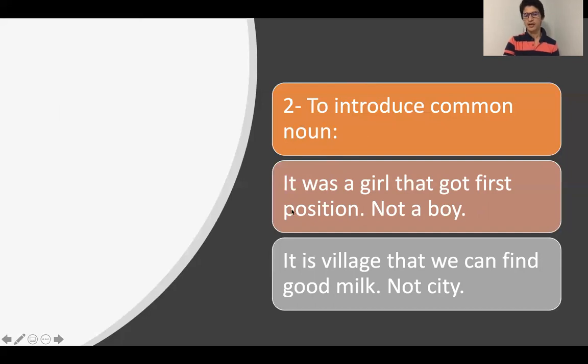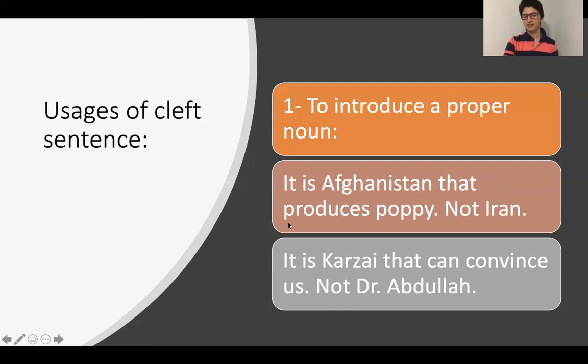It was a girl that got first position. Okay, that came in another slide. Let's go back. It is Afghanistan that produces poppy, not Iran. So here, it is Afghanistan is the first part. It is the introductory clause. That produces poppy, it is what? Adjective clause. So the second part of the sentence, that produces poppy, is just used to modify Afghanistan.